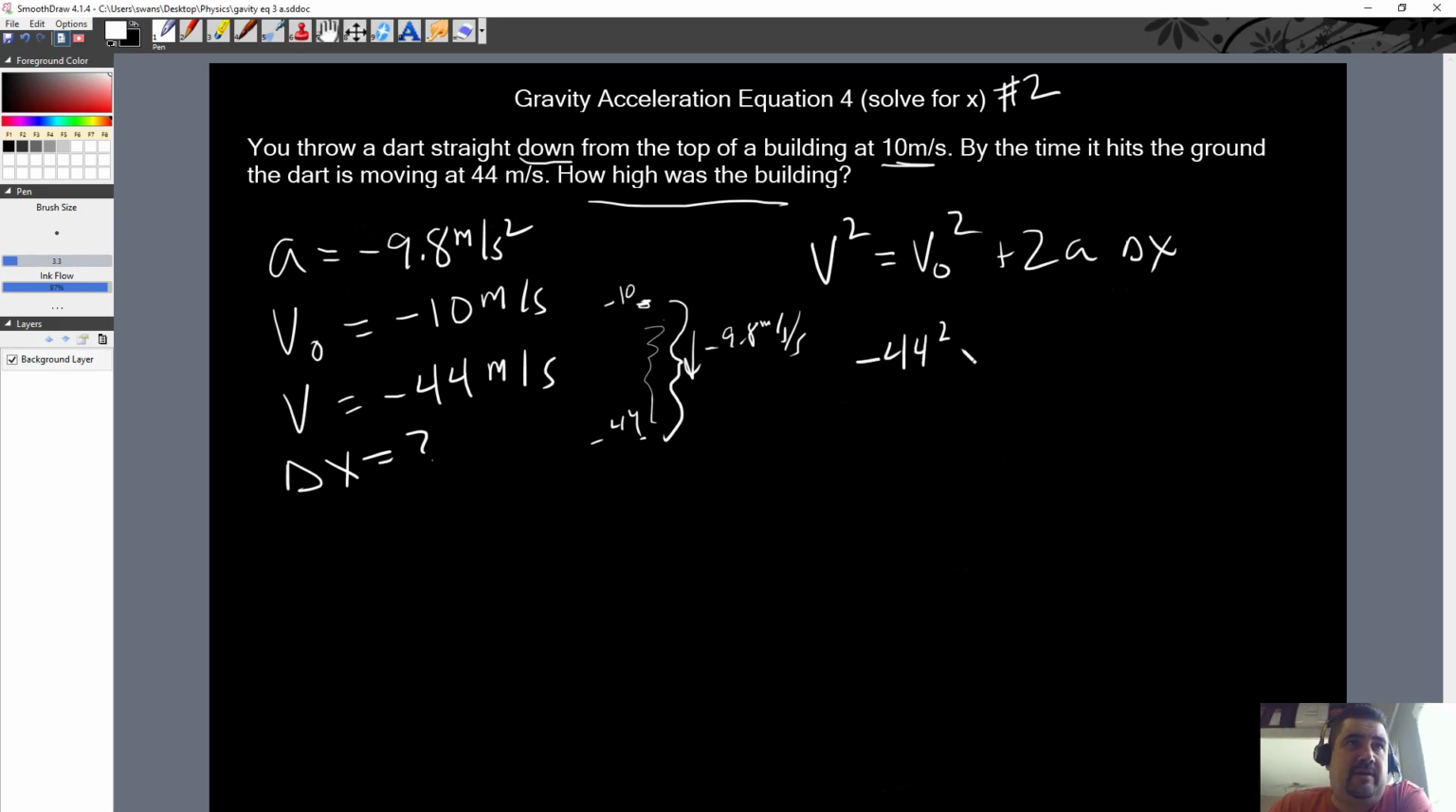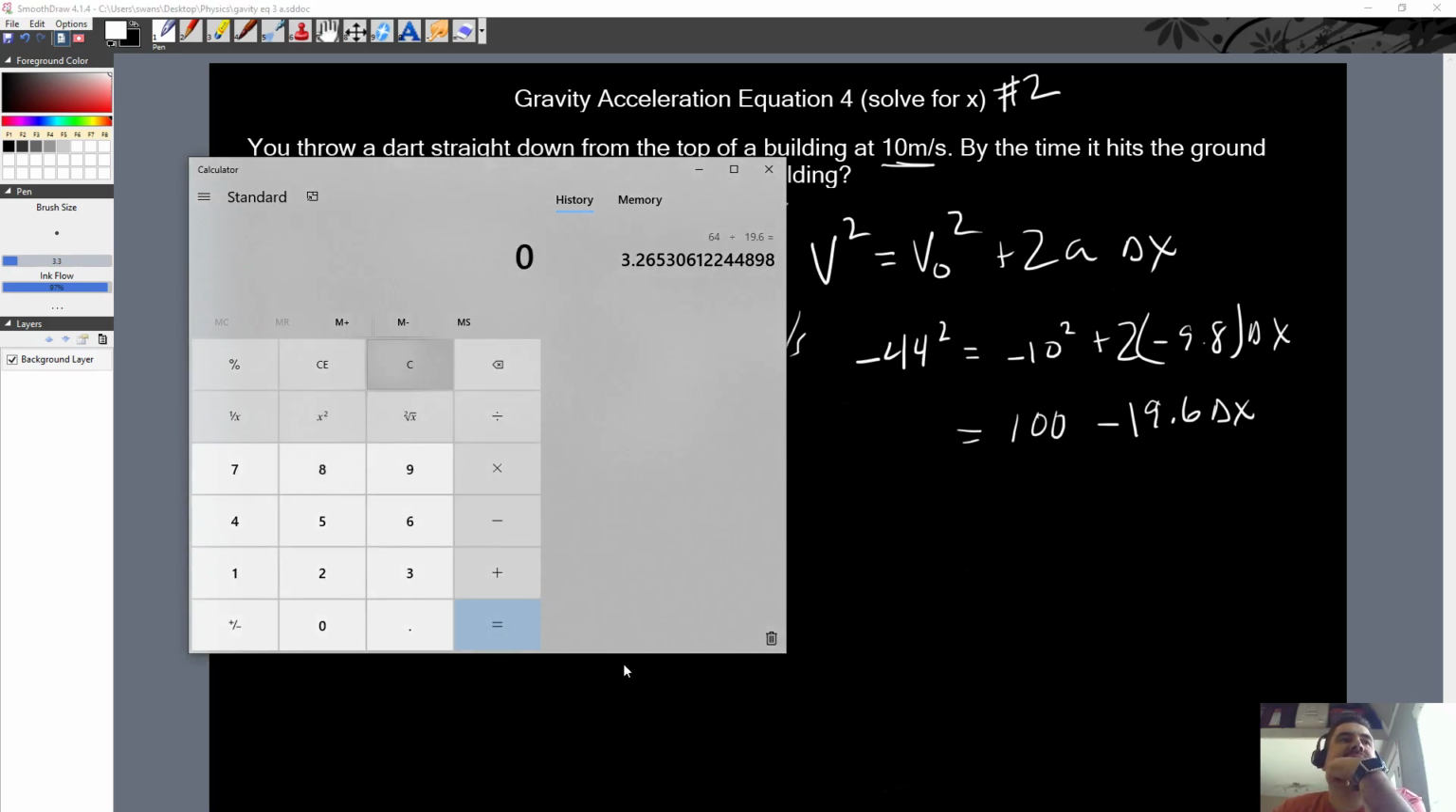Negative 44 squared is equal to initial speed negative 10 squared plus 2 times negative 9.8 and delta x. So this right here is going to be negative 19.6 delta x. And then negative 10 squared is a positive 100. And 44 squared is going to be a large number. Let's see, 44 squared. There we go, 1936.